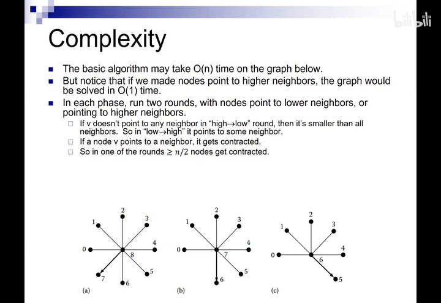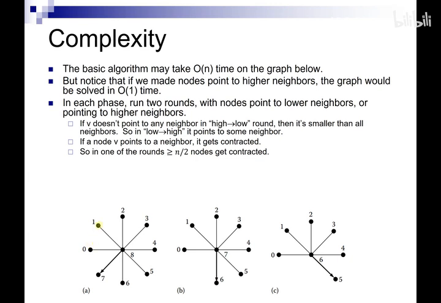And the claim is that in one of these rounds, at least half of your nodes are going to get contracted. The reason is that suppose you have a node V, and suppose it doesn't point to any neighbor in the high to low round, where high nodes point to low neighbors. If it doesn't point to any neighbor, then it must be smaller than all of its neighbors, right? Because if it's bigger than any of its neighbors, then it would point to at least one of the neighbors it's bigger than. So the fact that it doesn't point to any neighbor means that it's got to be smaller than all its neighbors.